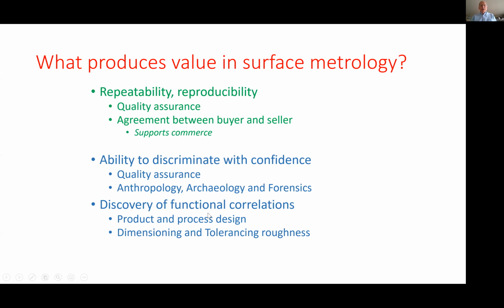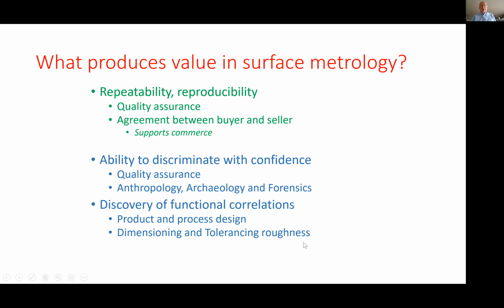The other thing is to discover functional correlations. So as engineers, we like to be able to predict things. So if I design a surface this way, how is it going to behave? And how should I process it to get it to do that? So this is important, obviously, in dimensioning and tolerancing roughness, but it's also important in more physical sciences. And we'll discuss a little bit more about that. So these are the two things we're really going to be looking at: discrimination and correlation.